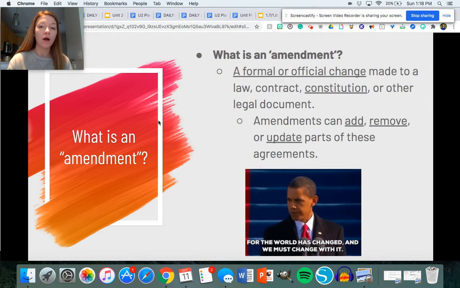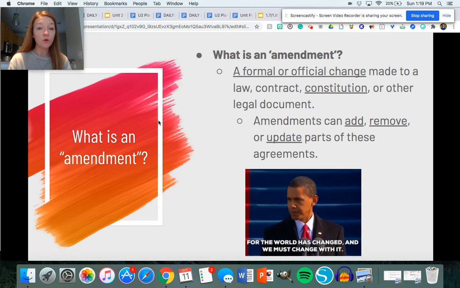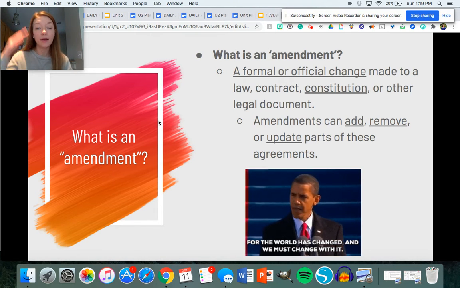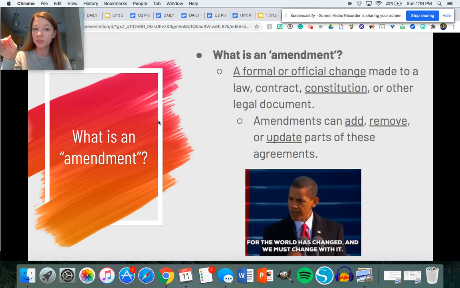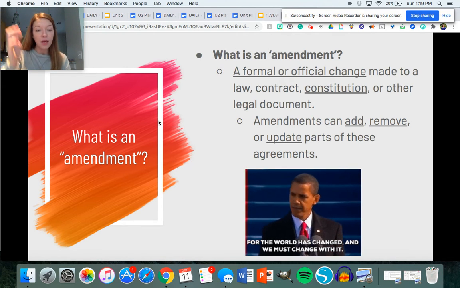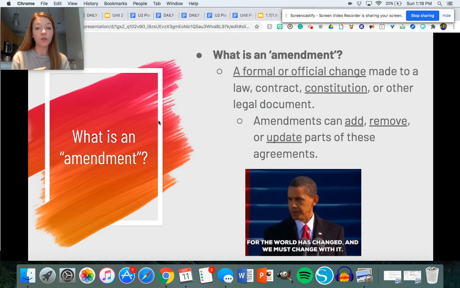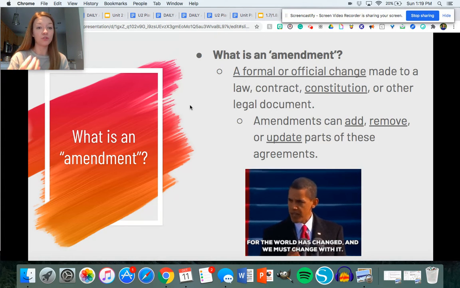And part of the reason why our founders put this process into place was that they knew our world was going to change. They had that forethought, right? They knew the world isn't going to be like it is right now forever. Things are going to change. We're going to have to update this Constitution at some point. Let's make a process for that. And the amendment process is really what makes our Constitution a living document, one that has stayed with us for over 200 years.